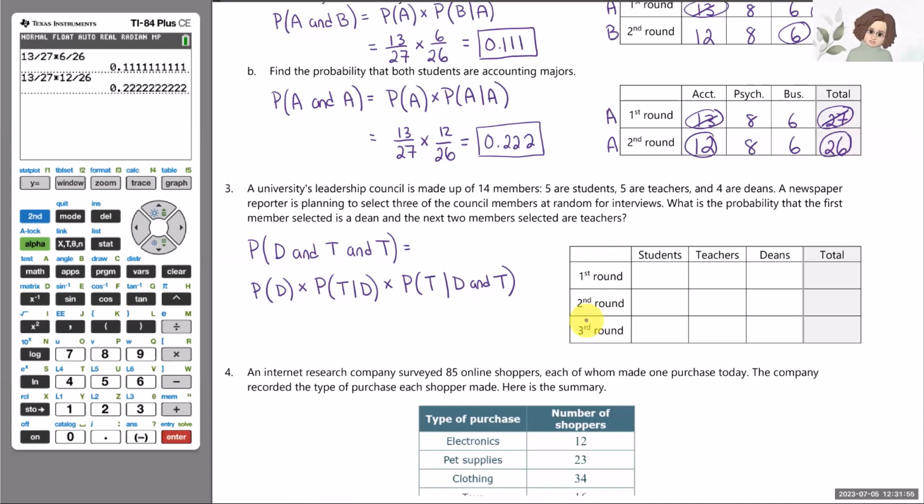So let me put the starting, we have 5 students, 5 teachers, 4 deans, and adding that gave us our 14 members of the Leadership Council. And the reporter on the first pick, we want to know the probability of getting a dean. So 4 out of the 14.